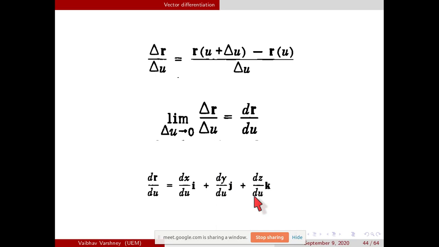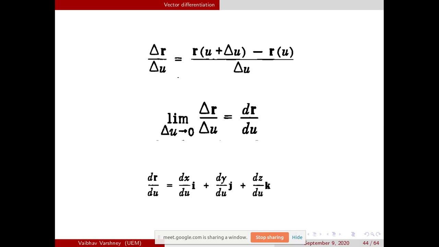Sir, because the change in dr by du is the same as the sum of changing all the three components. Exactly, true. Because I have shown this in one question also in the next slide, because when we are changing u, we are changing all the three variables x, y and z, and if we are changing all three variables, it means we are taking the derivative of all three variables separately, and then we are getting the derivative of the full vector. Clear?